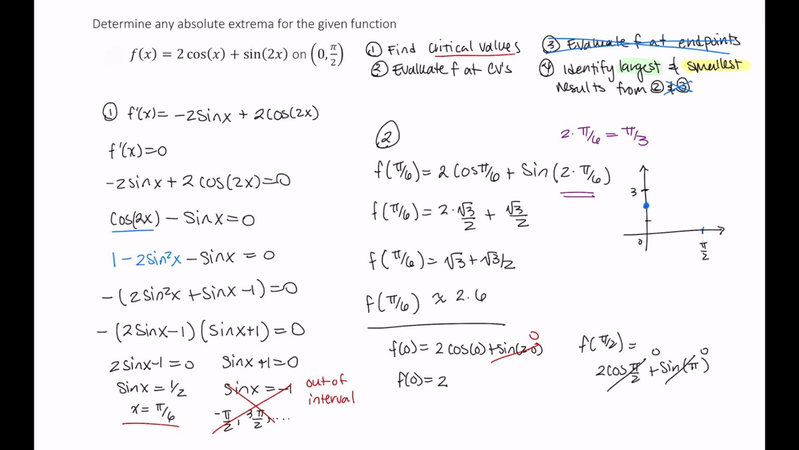So here we are. And at pi over 6, which is about here, we are at a little over 2.5. So our curve is doing this here. So I know that is an absolute maximum. And it's located at pi over 6. And there is no absolute minimum.